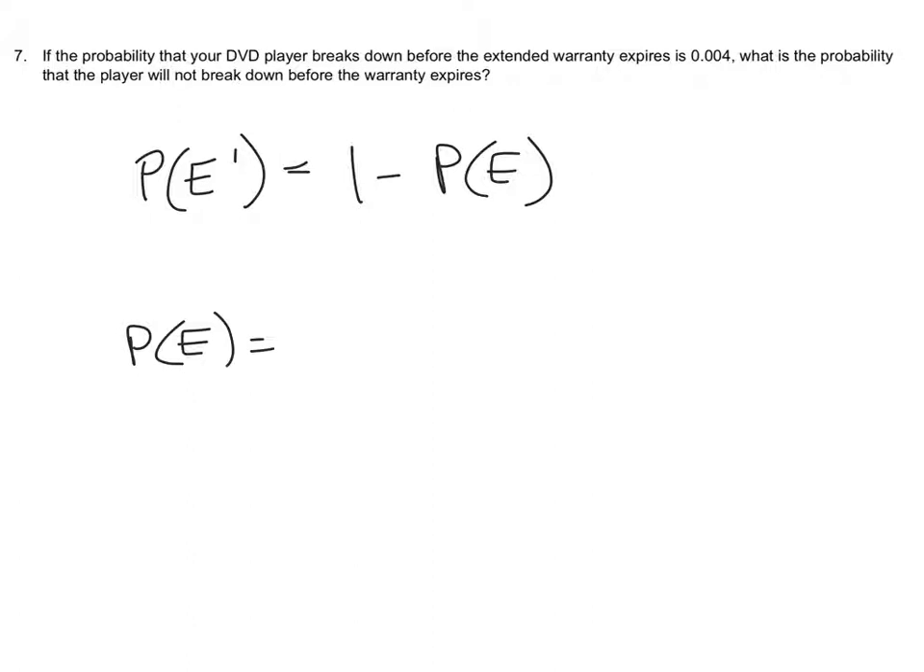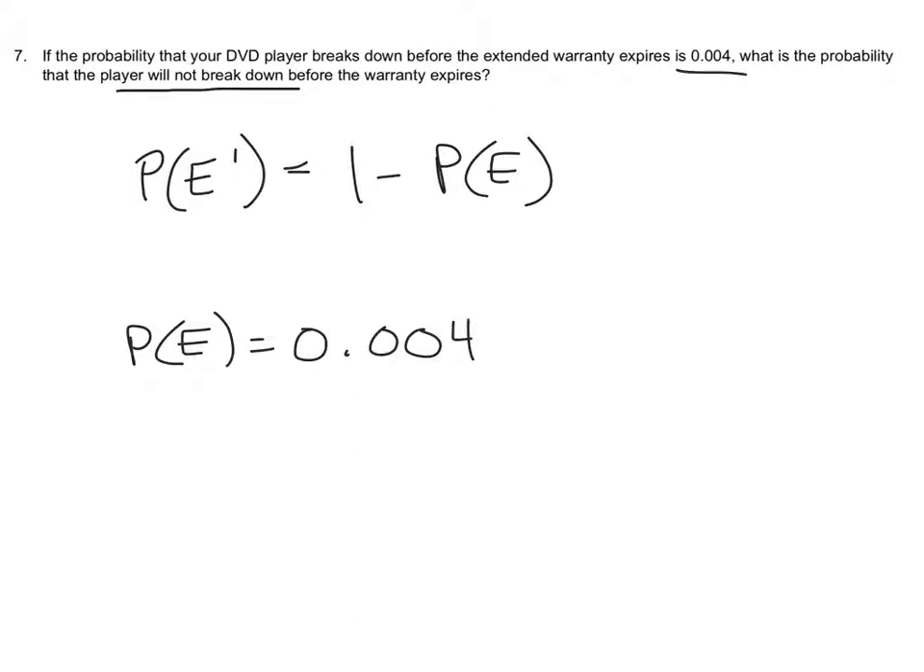Our problem tells us the probability that the DVD player breaks down. The opposite of that is that the DVD player will not break down, and that's what we want to find. So we want to find the opposite of what we're given. That means we'll use the complement formula. We're given that the DVD player breaks down has a probability of 0.004. So the probability of my event is 0.004.